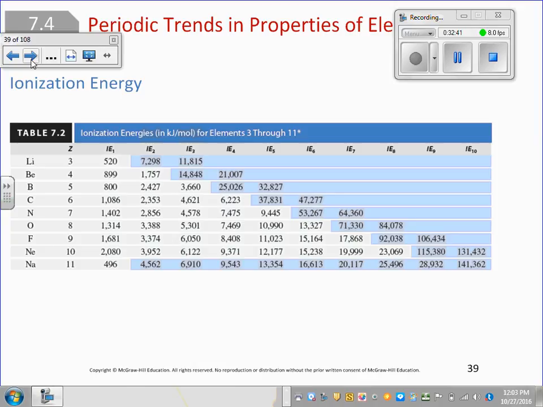So there's a list of ionization energies. IE1, IE2. Notice how high they go after you get rid of the first one. Well, think about it. After you get rid of the first electron, now you got even more protons per electron, so it gets even harder to get rid of the second one. Much harder to get rid of the third one, fourth one, and you can go all the way up to 10. So each subsequent removal of an electron takes more energy.